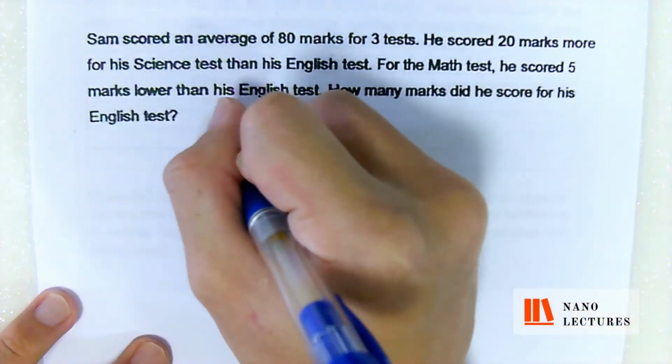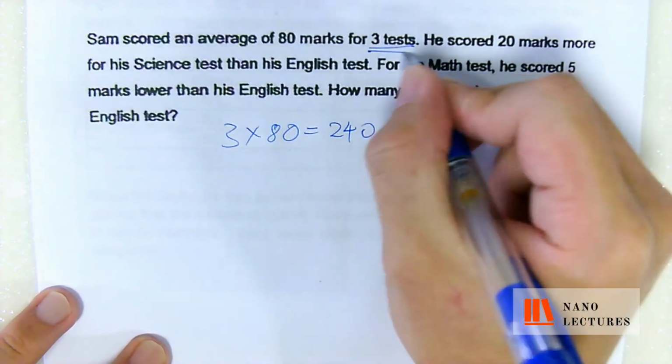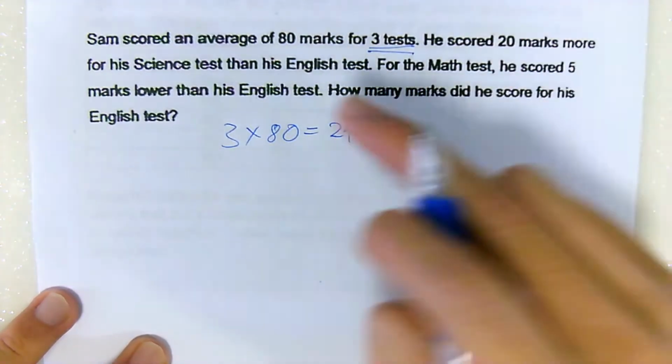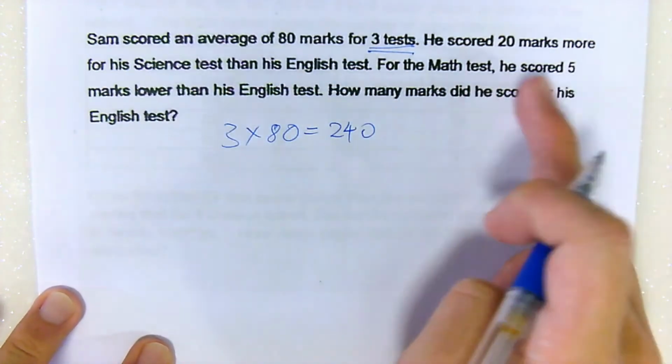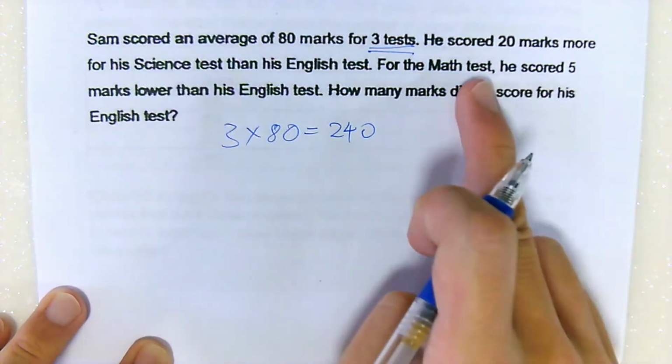So 3 times 80 will give us 240. So the total for all the tests, you got 240. He said that he's got 20 more for science than English, and for math he's got 5 lower than English. So we know that the highest is science and the least is math.